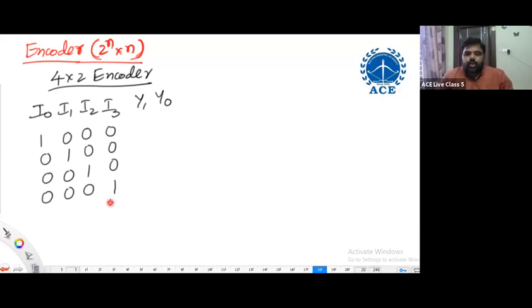Inputs are mutually exclusive. For each and every possibility, if you are observing, what is it here? Only one input is 1. That means if one input is 1, all the remaining must be zeros. That we can name as mutually exclusive inputs.